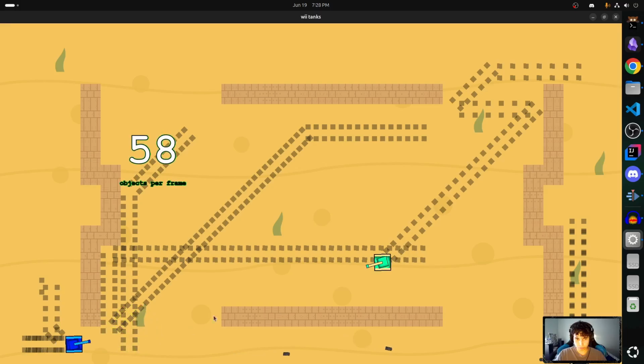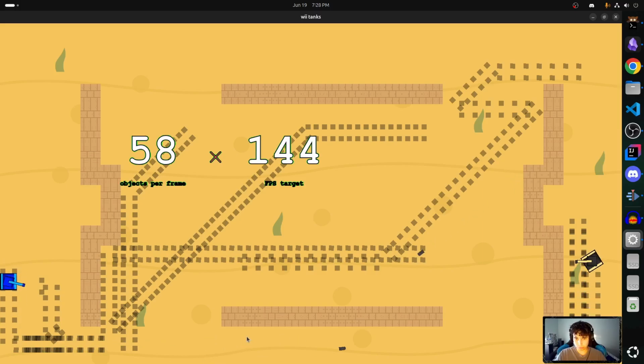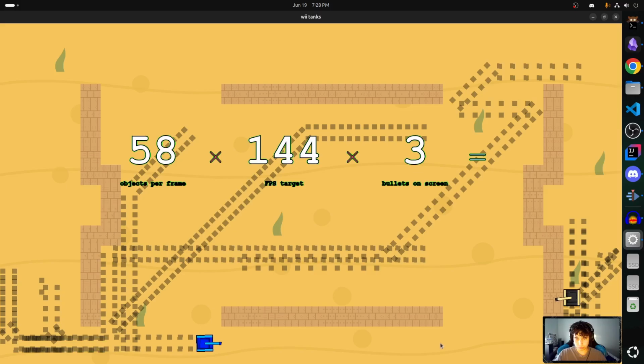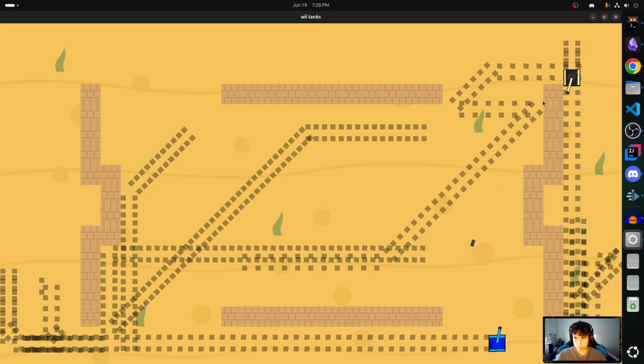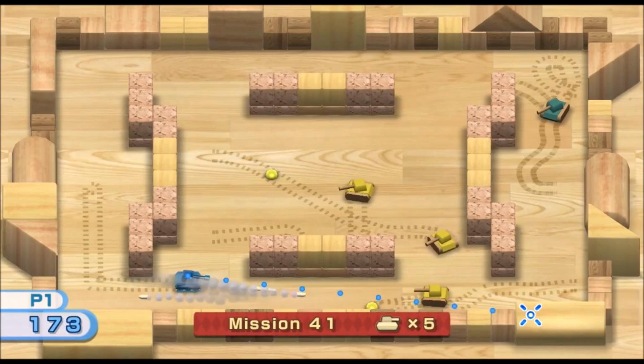That was 58 individual checks, and on top of that, every single bullet needs to do that 144 times a second. So doing some basic math and accounting for only 3 bullets in the previous example, you get 25,056 checks every single second, and again, that's only for 3 bullets. Holy moly!